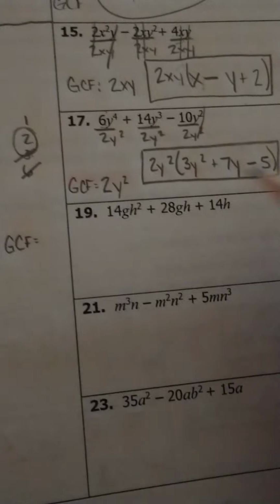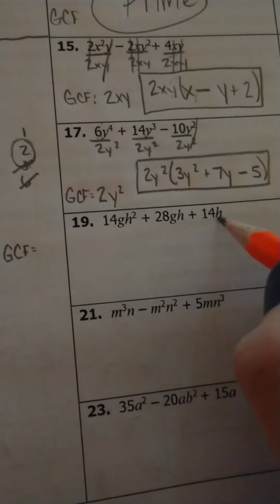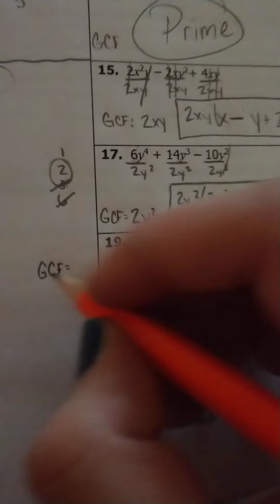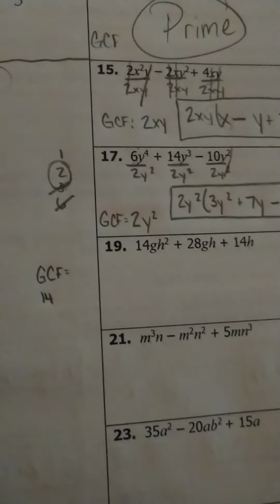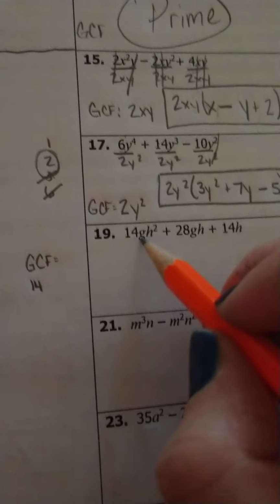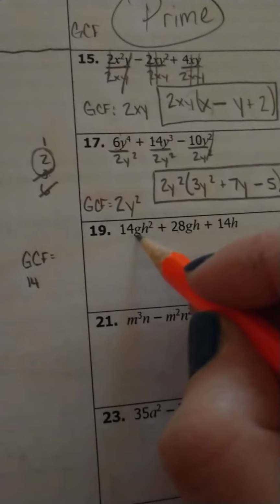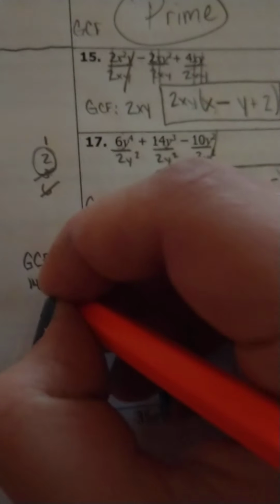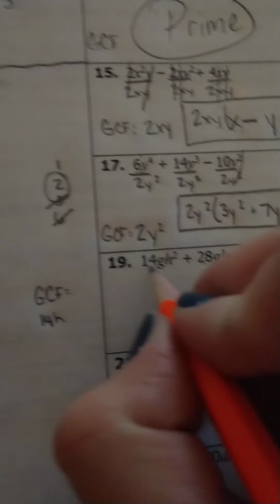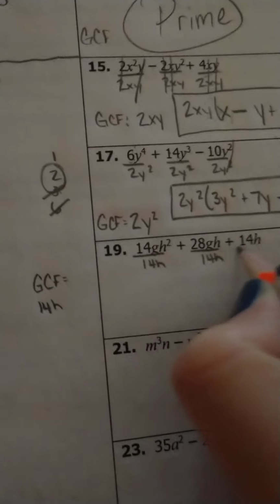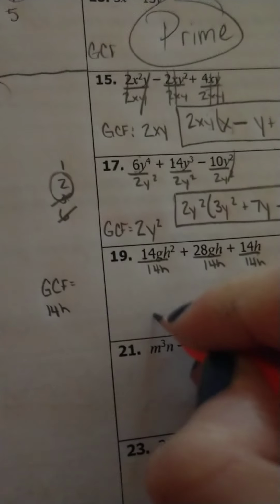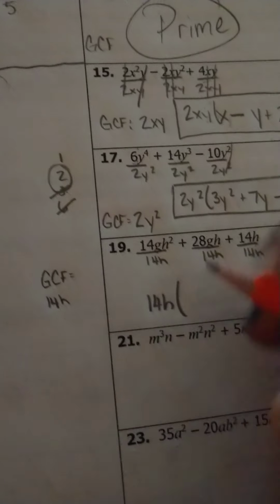Our GCF on 19, you've got a 14, a 28, and a 14. Those have a 14 in common because the smallest number goes into everything. G, G, no G. So we can't yank out a G. H squared, H, H. Well, they all have an H in common. So I'm going to divide everything by a 14H. And then I'm going to put it out front of my parentheses.